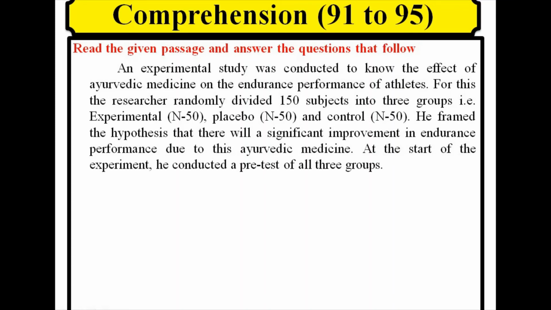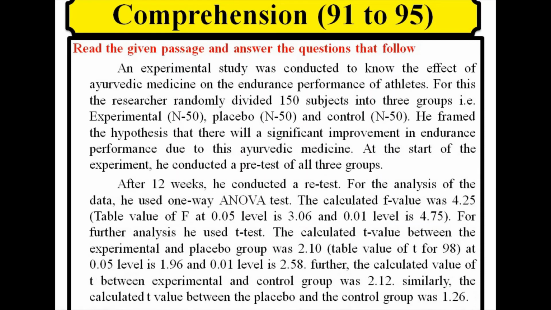At the start of the experiment, he conducted a pre-test of all 3 groups. After 12 weeks, he conducted a retest. For the analysis of the data, he used one-way ANOVA test. The calculated F value was 4.25, table value of F at 0.05 level is 3.06 and at 0.01 level is 4.75.